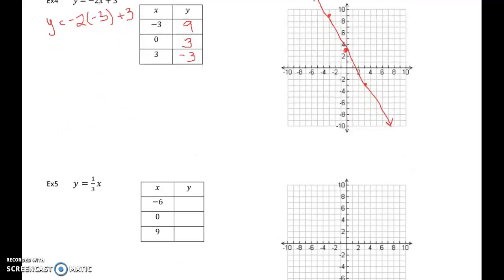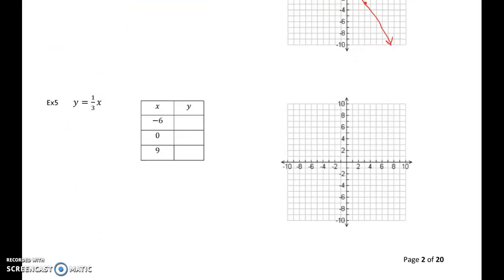Now let's look at one more like that. Sorry, that scrolls really fast. You can pause this video at any time if you need to go back and see something again. Here we have y equals 1/3 x. So I made sure all my x values can divide by 3.